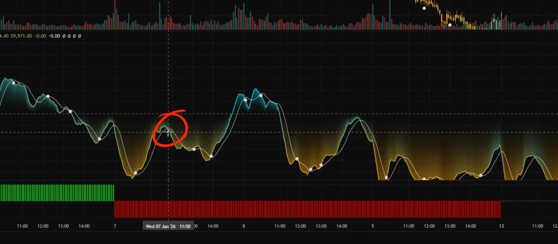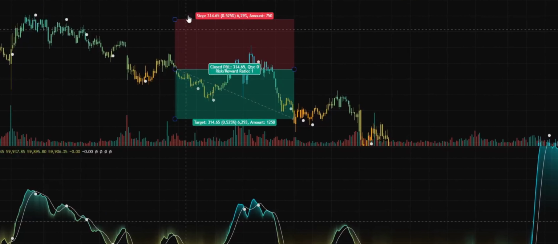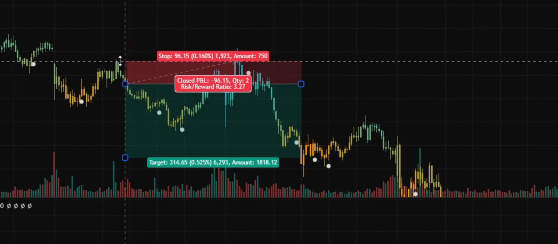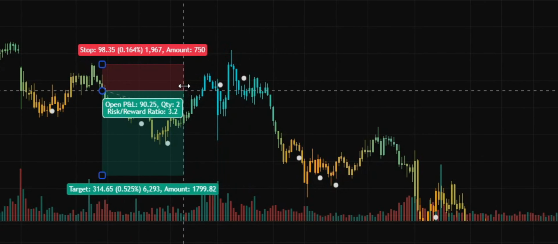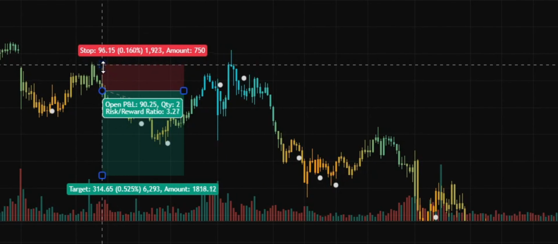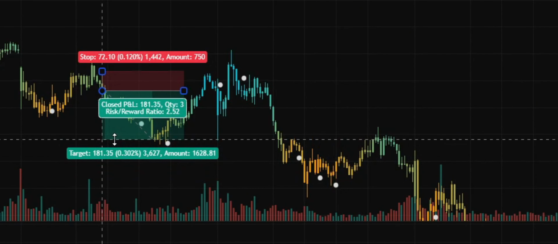Finally, once the oscillator line crosses the signal line for the second time, that's where we will take that short position. So here will be our first entry. Here we'll take a short position. Just put a stop loss just above the swing low, or if you want a very small stop loss, you can put it just above that candle. After a few candles, you can see that the risk to reward is 2.5.